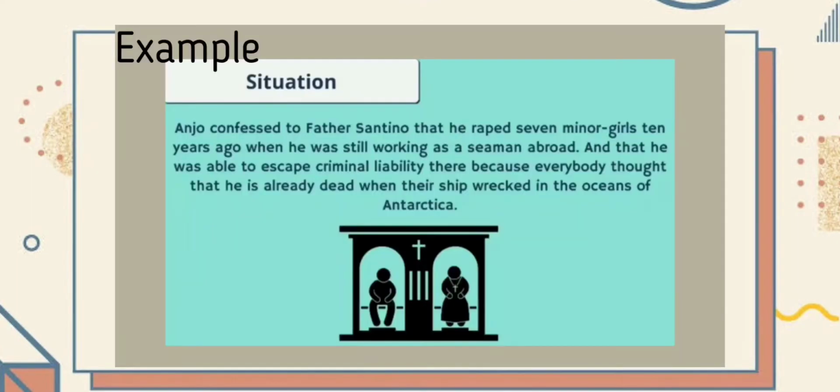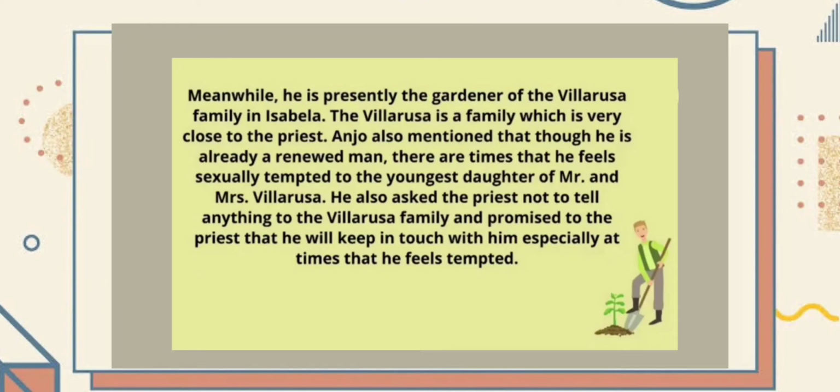Here's the situation. Andrew confessed to Father Santino that he raped 7 minor girls 10 years ago, when he was still working as a seaman abroad, and that he was able to escape criminal liability there because everybody thought that he was already dead when their ship wrecked in the oceans of Antarctica. Meanwhile, he is presently the gardener of the Villarosa family in Isabela. The Villarosa family is very close to the priest.